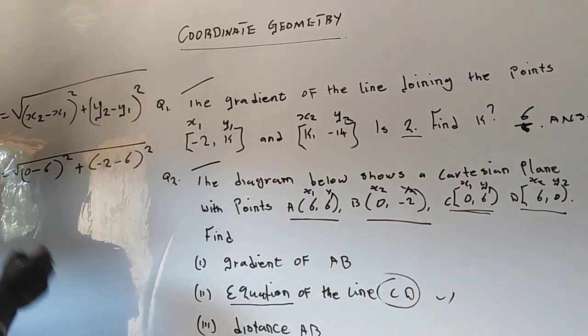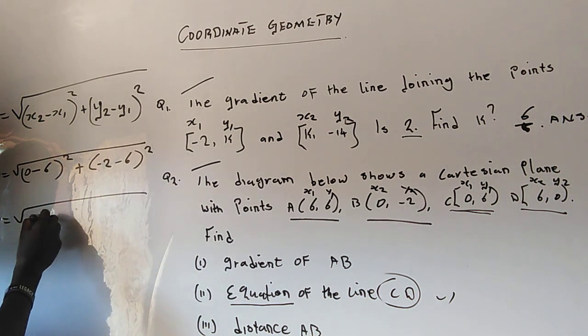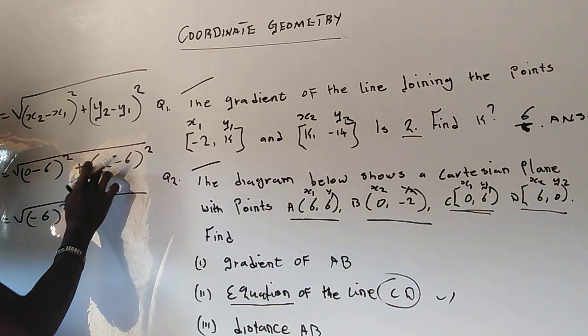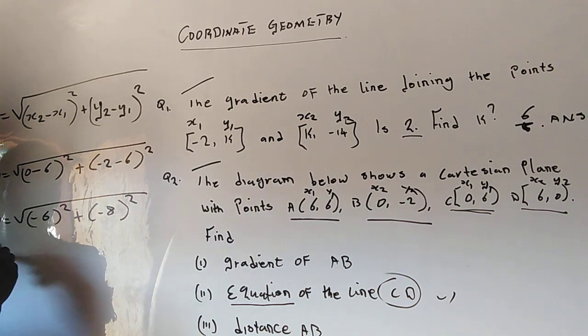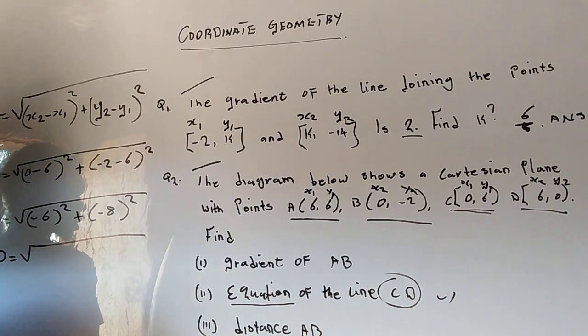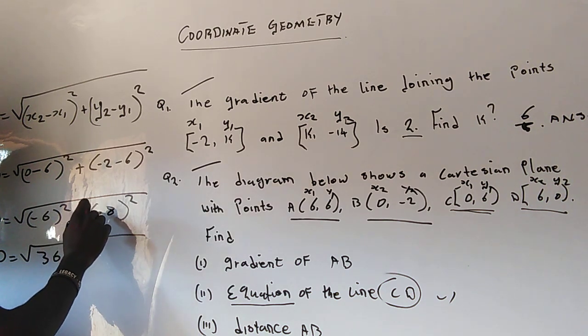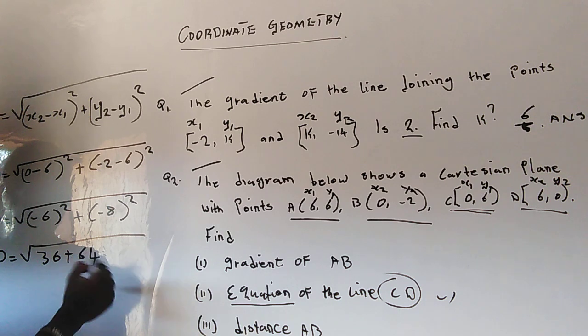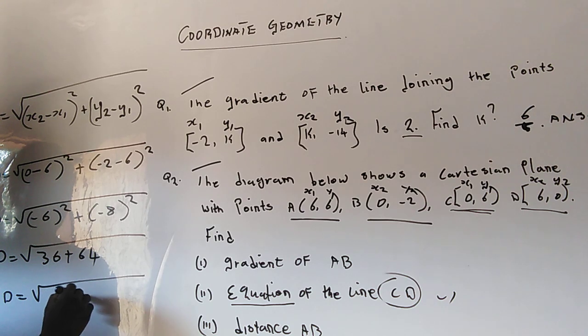So distance is equal to 0 minus 6, which is negative 6 squared, plus negative 2 minus 6, which is negative 8 squared. Negative 6 times negative 6 is 36, plus 8 times 8 is 64. So distance is 36 plus 64, which is 100. The square root of 100 is 10, so the distance is 10 units.